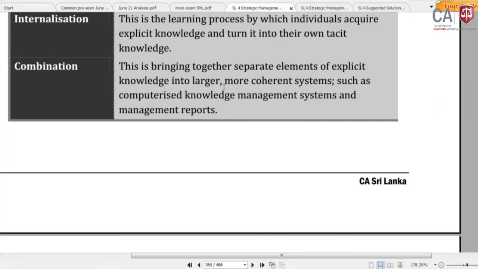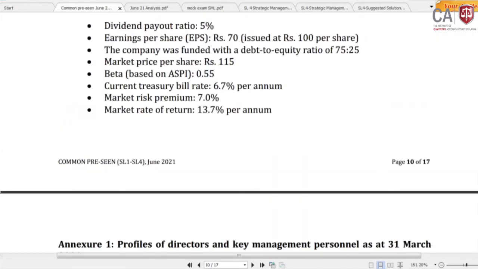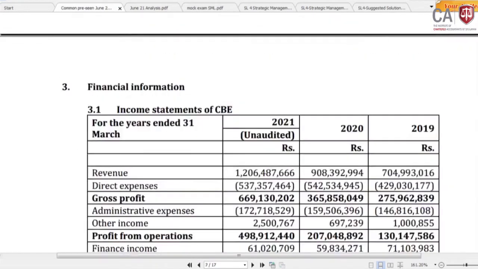Then combination, this is bringing together separate elements of explicit knowledge into larger, more coherent systems, such as a comprehensive knowledge management system or management report. Now if you look at this scenario, digitalization, for example, they have just started digitalization. Within the organization they also have two systems. I think they have given some information. We'll check that one. They mentioned two different systems available.